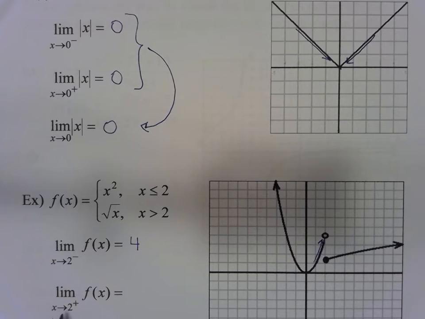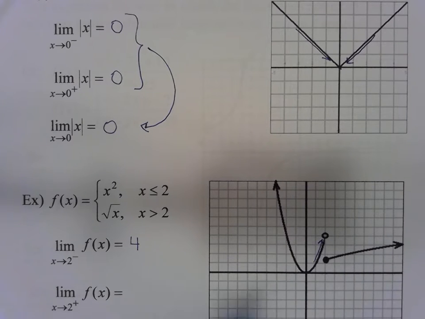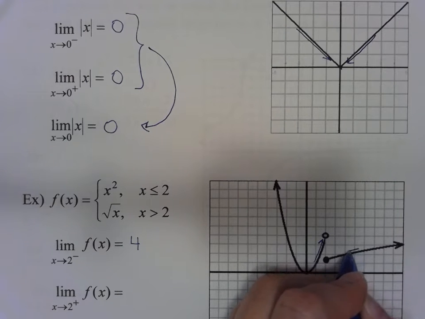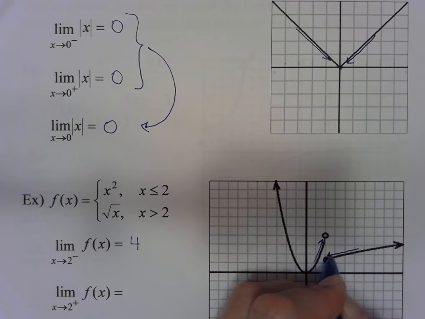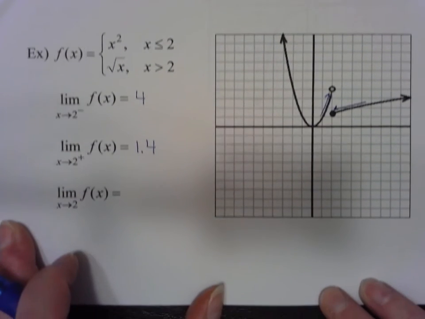Okay, and then the limit from the right, as x approaches 2, would be coming from values bigger than 2, getting smaller towards 2, which is going to come from the second piece. As we move along this curve, the y values are approaching the square root of 2, or we approximated that as 1.4.